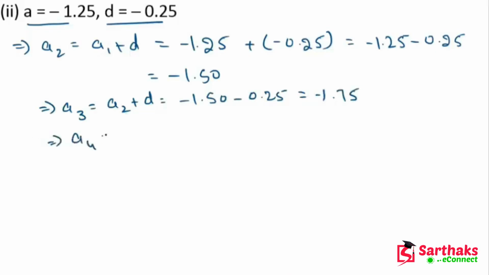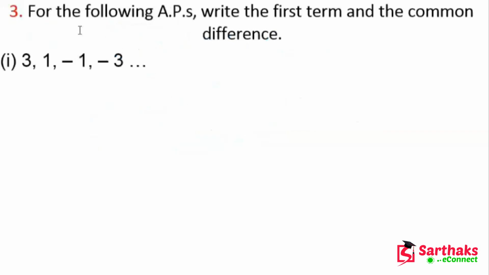And A4 is, I hope you understand these things, A3 plus D, then minus 1.75 minus 0.25, which equals minus 2.0. So my dear friends, this is the method to find the next four terms. Okay, so now let's move on.